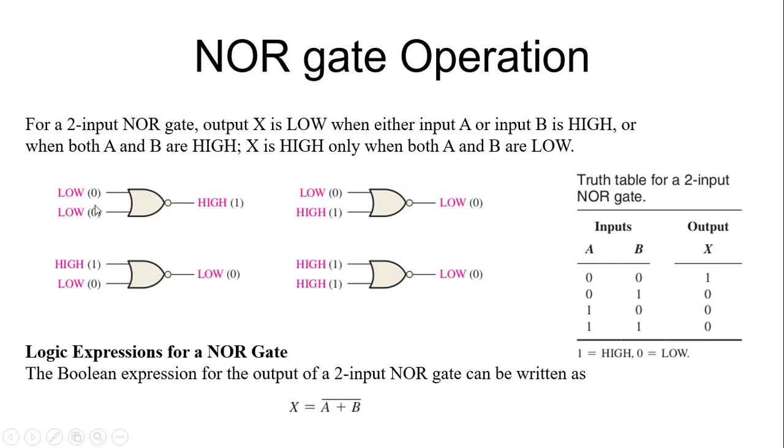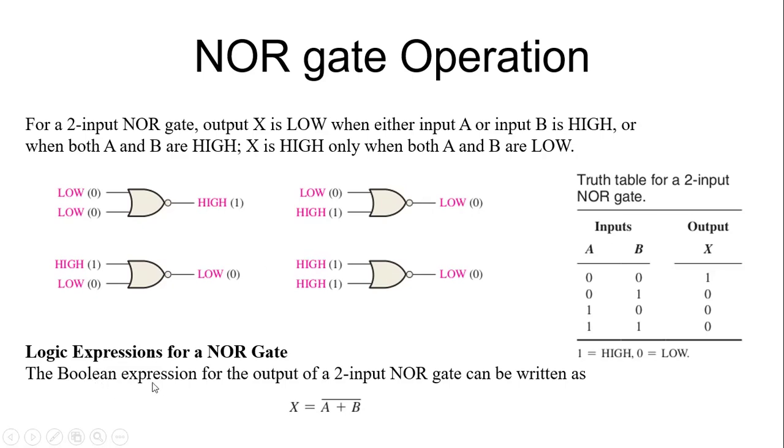So this is the first case: when both the inputs are 0, the output is high. When one input is 0 and the other is 1, the output is 0. When one input is 1 and the other is 0, the output is low. When both the inputs are high, when both the inputs are 1, the output is low, 0. So this figure summarizes the four possible cases of a NOR gate.